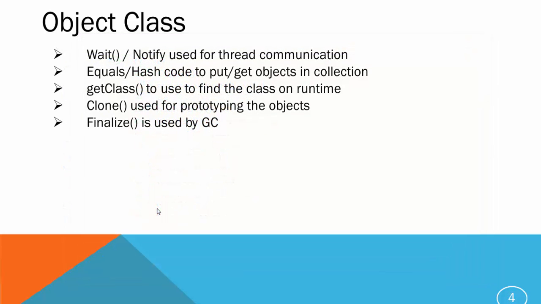Wait and notify are used for thread communication, equals and hashCode to put and get objects in collections, and getClass to find the class at runtime. Suppose at any time you have some object, you can easily find what the class of that object is. Clone is generally used for prototyping the object, so that whenever you need to copy the properties of one object to another one, you can clone the object. I will explain cloning in detail. Finalize is used by garbage collection.